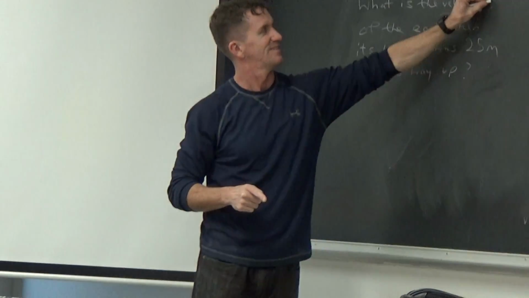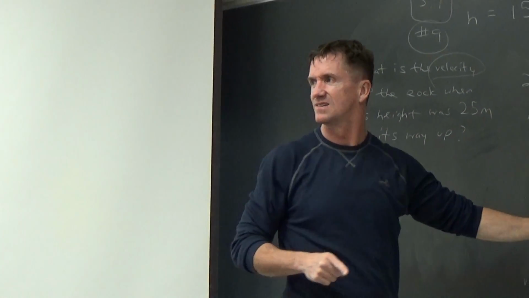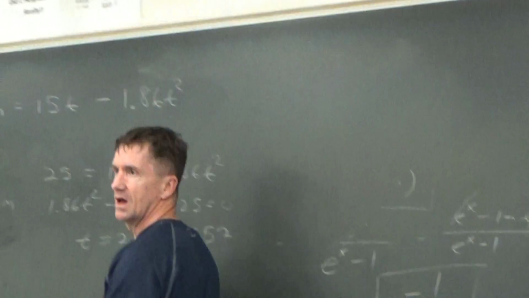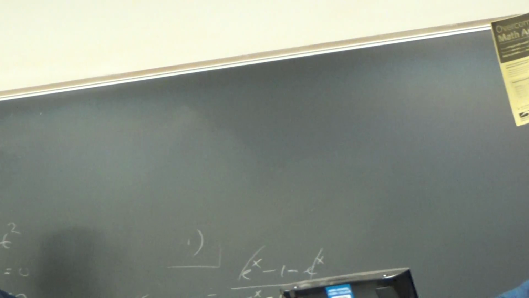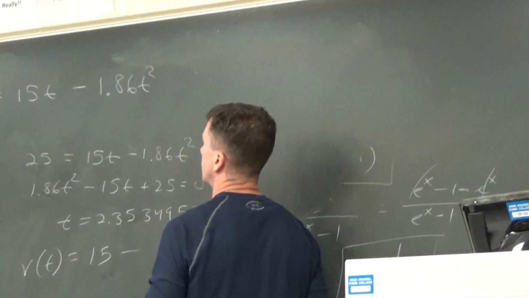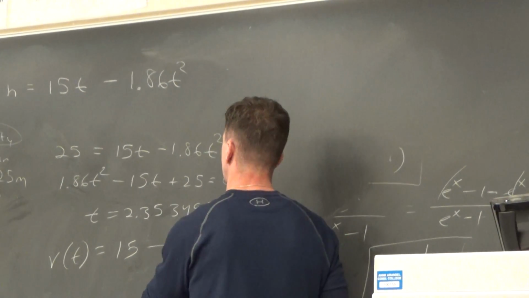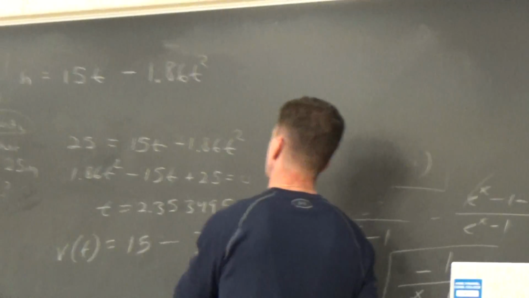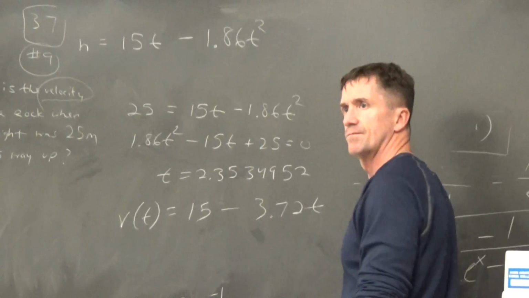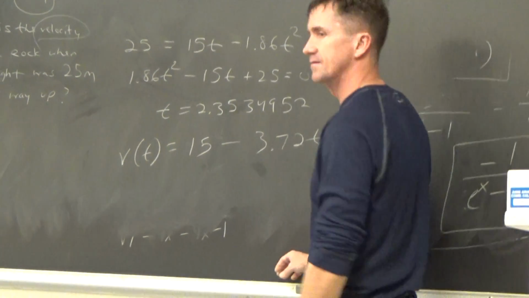What did they ask? Let's go back. What is the what? Velocity. So where do I have to plug this? As the derivative. Oh, what was velocity again? 15 minus 3.72t. What point? How much? 3.72, I guess. 1.86 times 2. How much is it? Am I right? And then I substitute what?